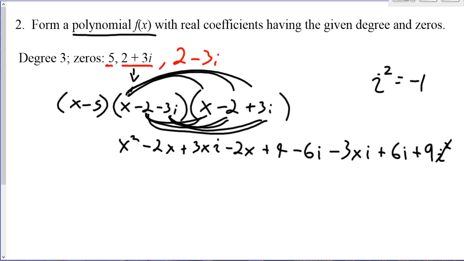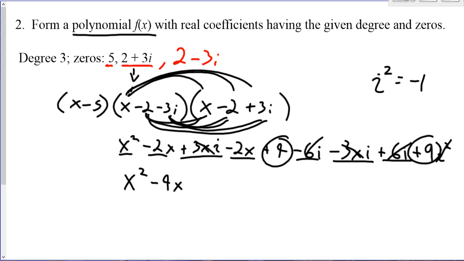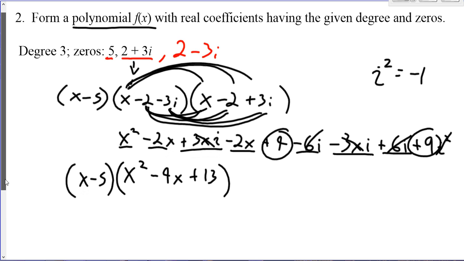So x squared, I only have one x squared. Notice all the things that should cancel out: plus 3xi, minus 3xi. Anything with an i we hope will cancel out. Minus 2x and minus 2x, I get minus 4x. And then the minus 6i and plus 6i cancel out, as did those. And then I have a plus 4 and a plus 9, so I'm at plus 13 here. So that still needs to be multiplied by x minus 5. So I'm going to multiply that across.